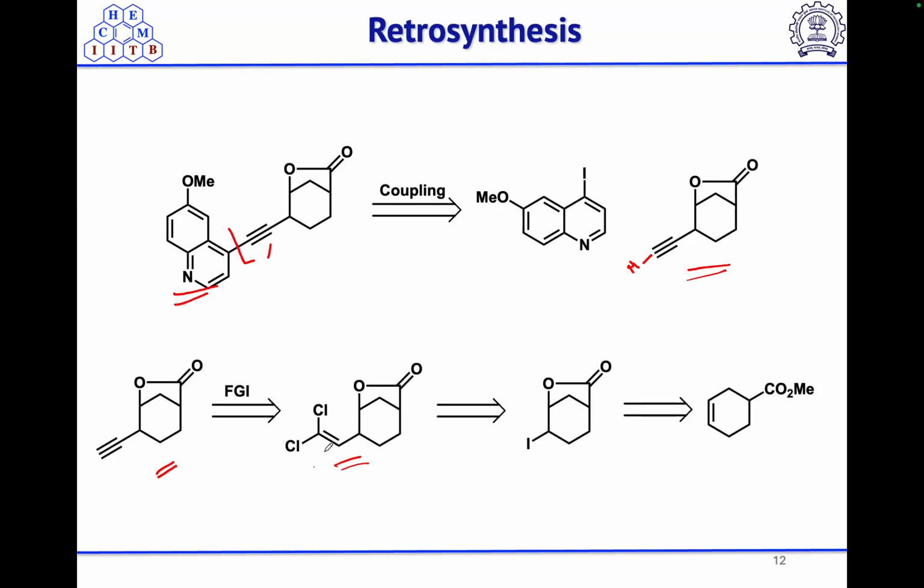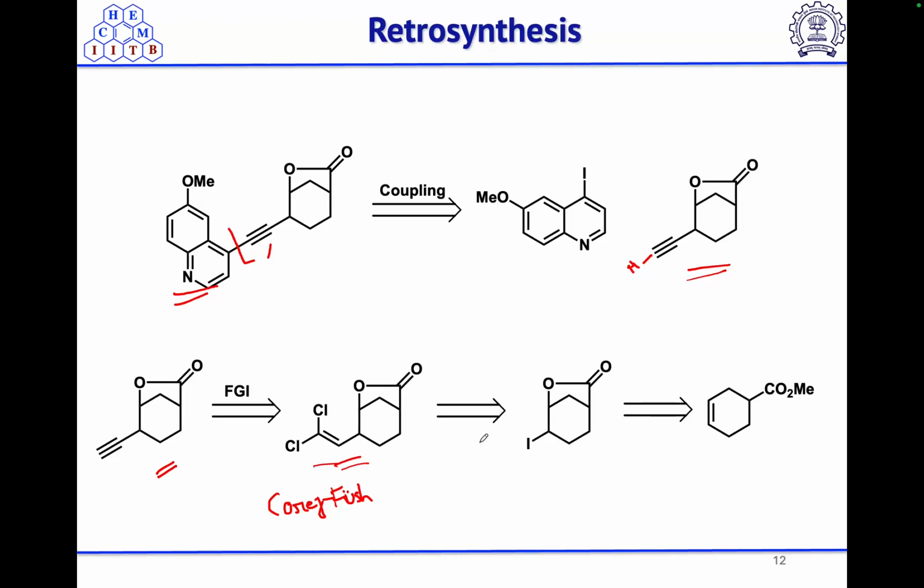If you have heard about the Corey-Fuchs reaction, in the Corey-Fuchs reaction they have converted the vinyl chlorine derivative to this triple bond. You can easily look into the Corey-Fuchs reaction, so this conversion is known already. Now, how can you prepare this compound?